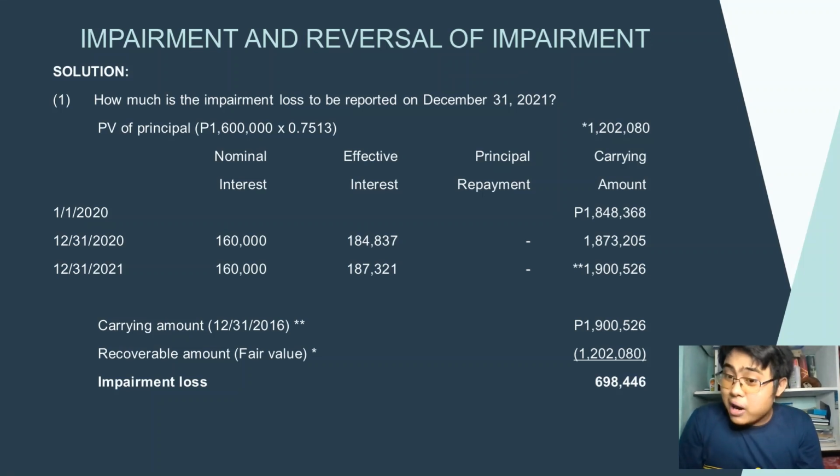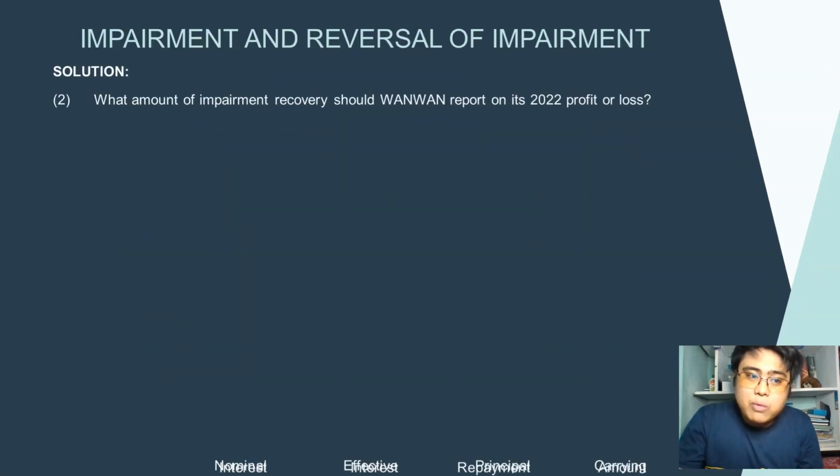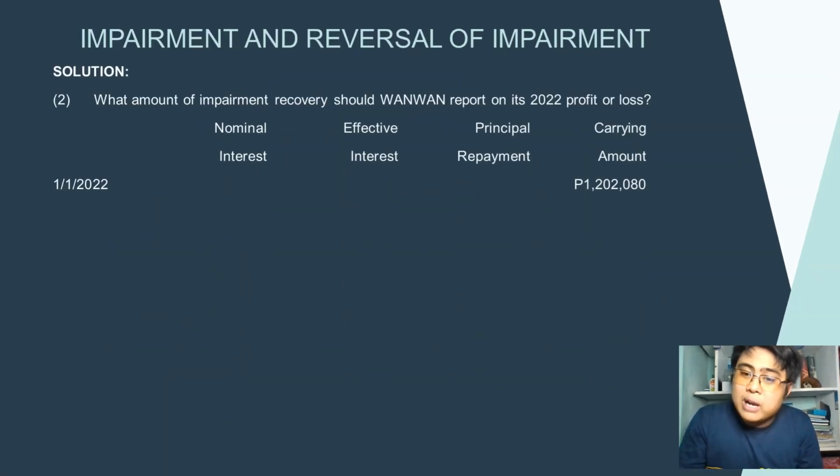Okay, pero hindi na 1.9 kasi anong purpose ng impairment? The purpose is to make the recoverable amount as the new carrying amount. Kaya nga ang starting point mo for your carrying amount ng January 1, 2022 is 1.2 million. The recoverable amount as we compute impairment loss last year. So, kailangan ulit natin siyang i-amortize. Papuntahin natin ng December 31, 2022.